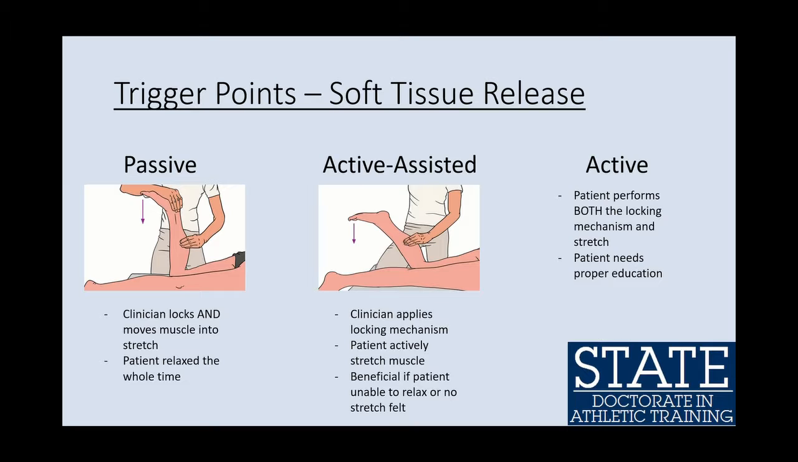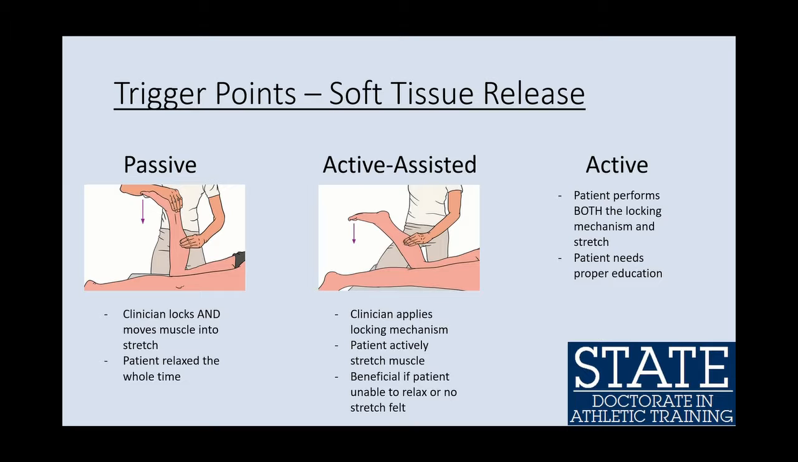Then the next one is, I'm actually going to skip to active at the end and then go back to active assisted. I couldn't find a picture that portrayed active soft tissue release in a really good way for some reason, so that's why it doesn't have a picture. But as you can imagine, this is the complete opposite. The patient is able to perform the whole thing. They produce the locking mechanism on a certain area of the muscle, and they stretch that muscle themselves, or they go into an active range of motion to put that muscle in a stretch.